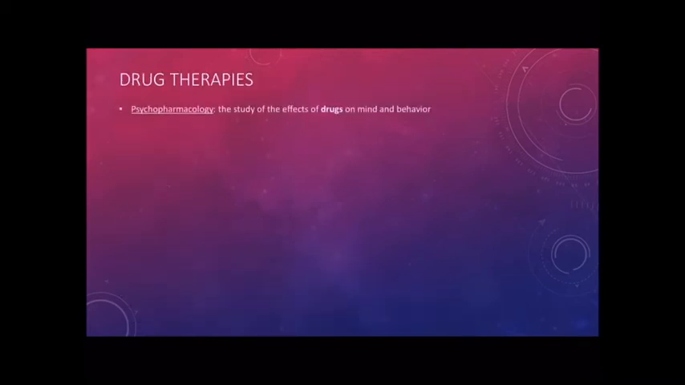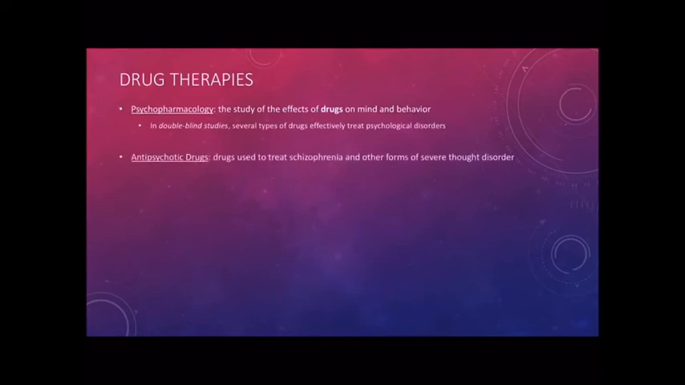Drug therapies. Psychopharmacology just studies the effects of drugs on mind and behavior. It's that branch of psychology that develops drugs to treat psychological disorders. In double-blind studies, several types of drugs effectively treat psychological disorders, so they work.